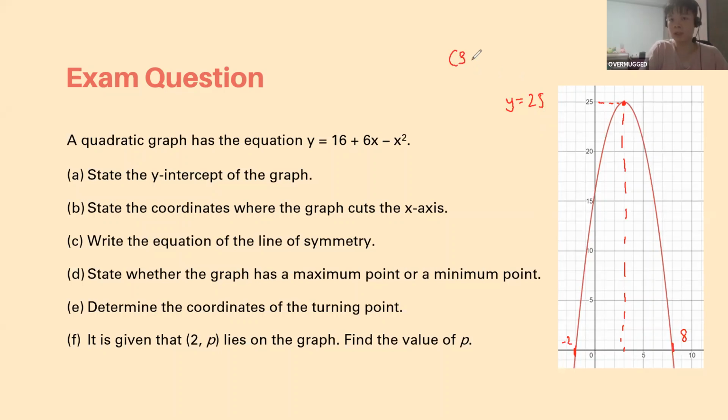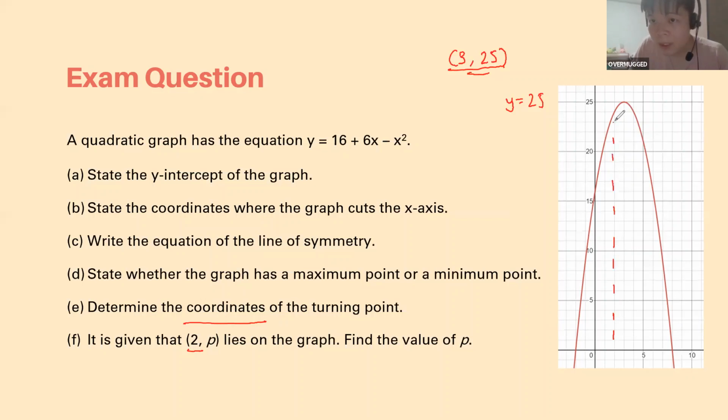So just now we found the turning point is (3, 25), right? Coordinate, so remember to present it like this. And then they tell me (2, p), right? So if the graph is given to you, you can actually just go and find it. 2 will be here. And you can see it's actually 24. Alright, so you don't need a graph to actually solve this kind of question. So this is the mathematical way.